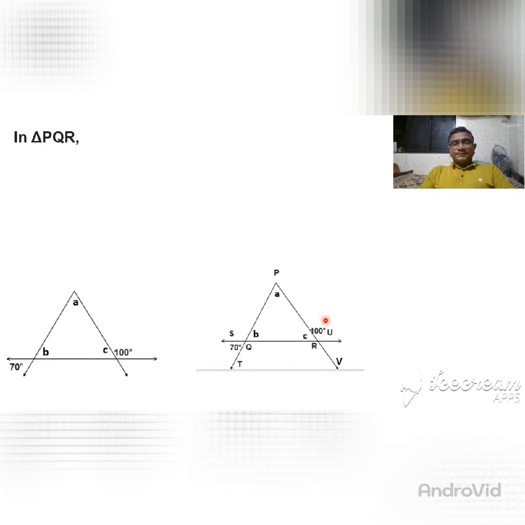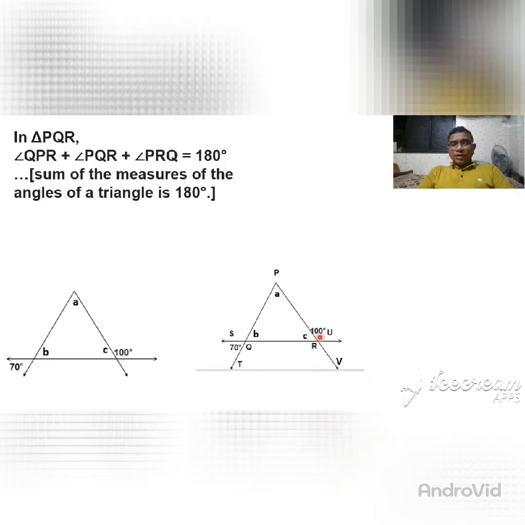Let me start. See, in triangle PQR, the P angle is A, meaning the name is QPR. Another is PQR. Another is PRQ. Substitute the values here, whatever is given. So this is the A angle, this is the B angle, this is the C angle. So I substitute, and you get the C angle 80 degrees here. You get the B angle 70 degrees here.